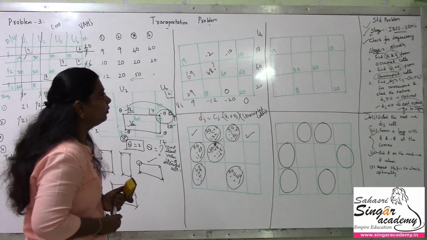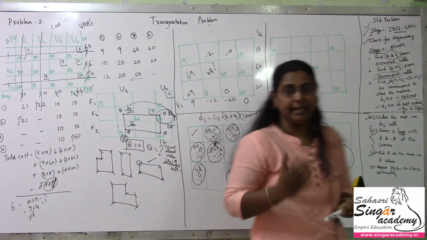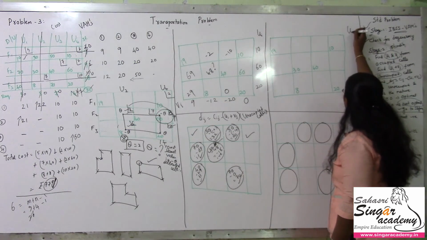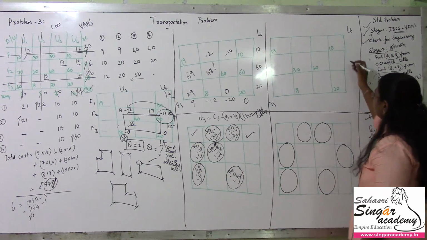The same thing we are going to do here. So I have to find Ui and Vj. Again we have to assume any one Ui or Vj as 0. So we'll take any one as 0. Anything can be taken as 0. No hard and fast rule. Let me take this one as 0.